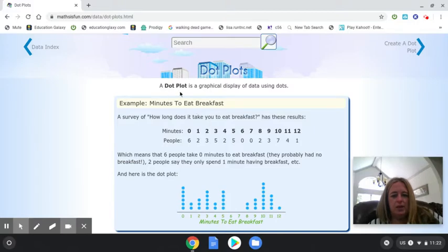So a dot plot is a graphical display of data using dots. Sometimes you'll see X's. Sometimes they'll call these line graphs because there will just be little tally marks. But this here is a dot plot because there are dots on the graph. This one is about how long it took certain people to eat breakfast. So a survey of how long it takes you to eat your breakfast has these results. We have the minutes that it took right here and the people.